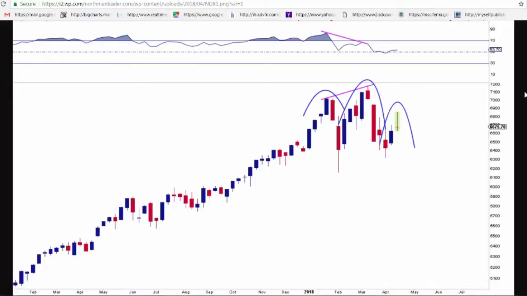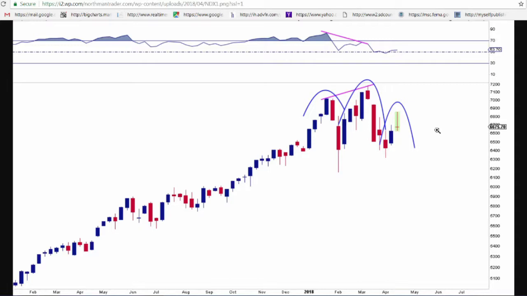So this is a chart from Northman Trader, and it's of the NDX, or essentially the NASDAQ. In the upper portion of the chart, we have what I believe is the RSI. It's not labeled, but I believe it's the RSI. And in the lower portion here is simply the price chart of the NDX.